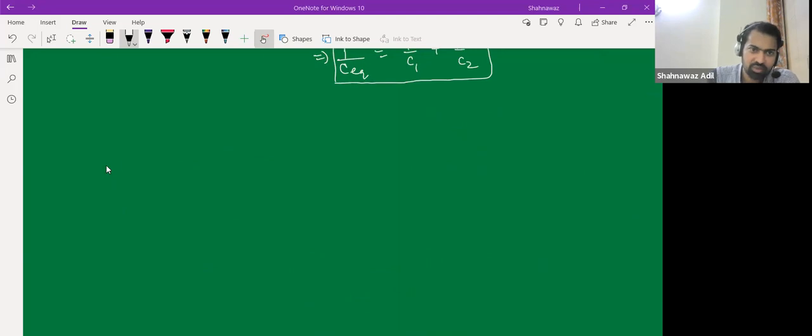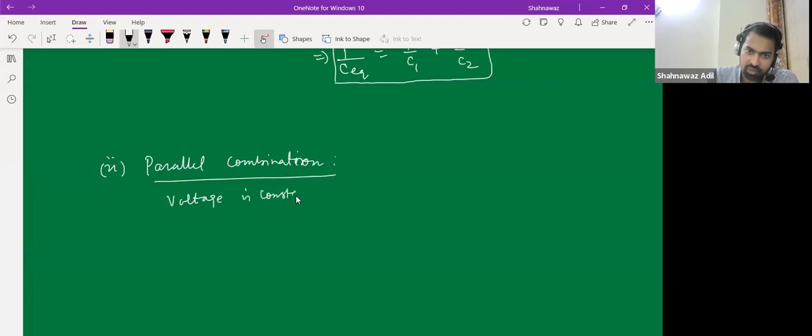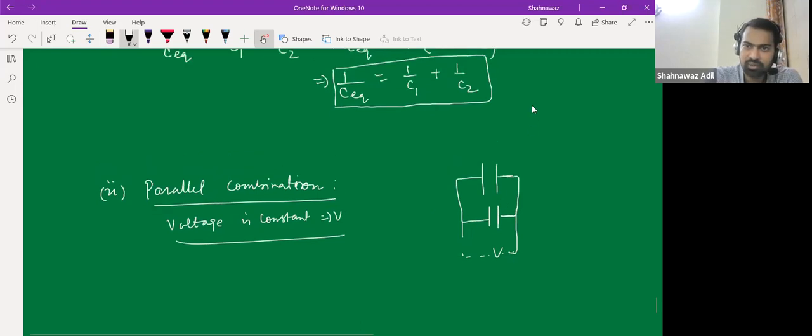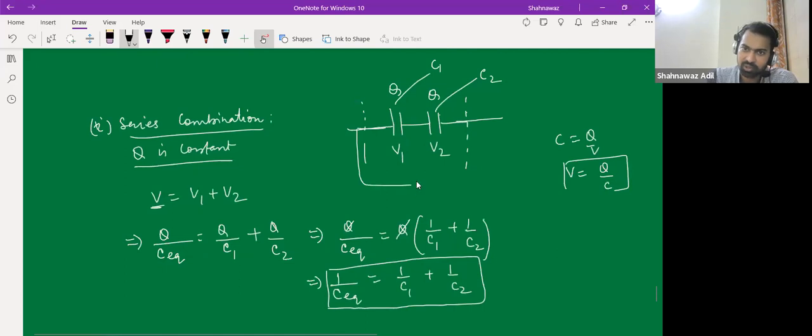Yeah, so now let us do the other combination. Series we have done, now parallel. In parallel, what is constant, guys? Voltage. Yes, correct. Absolutely correct. So in the parallel combination, as you say, the voltage is constant. They are joined not end to end, but like this: all the left parts together and all the right parts together. This is the parallel combination, and it is connected to some voltage.